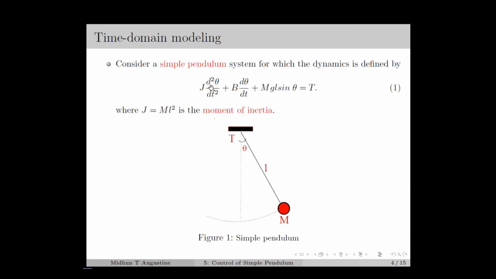Then, by applying the torque balance equations, we obtain the dynamics of the simple pendulum as in equation number 1, in which J is the moment of inertia, and for the simple pendulum, we have J equal to ml square. B is the friction coefficient, and G is the acceleration due to gravity. Here, we have a term with sine of theta, which makes the dynamics of simple pendulum nonlinear. Therefore, the simple pendulum can be represented by a second order nonlinear differential equation.